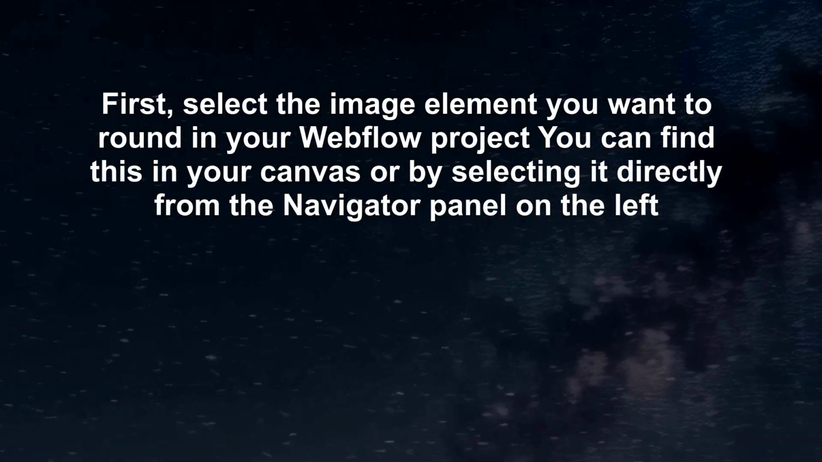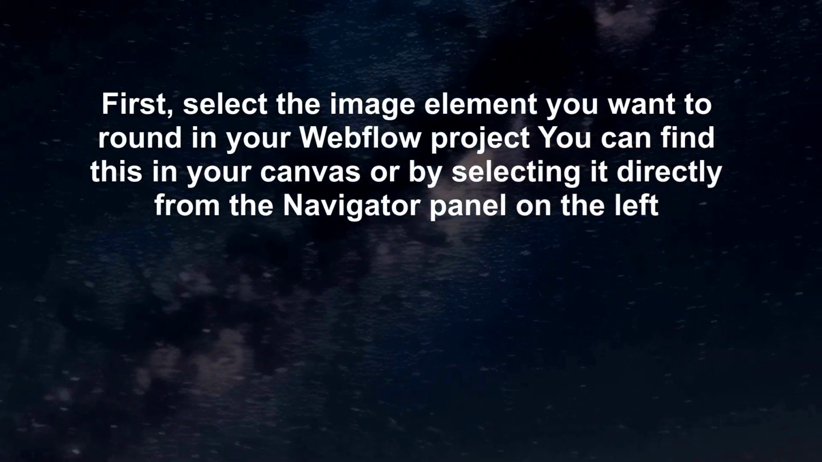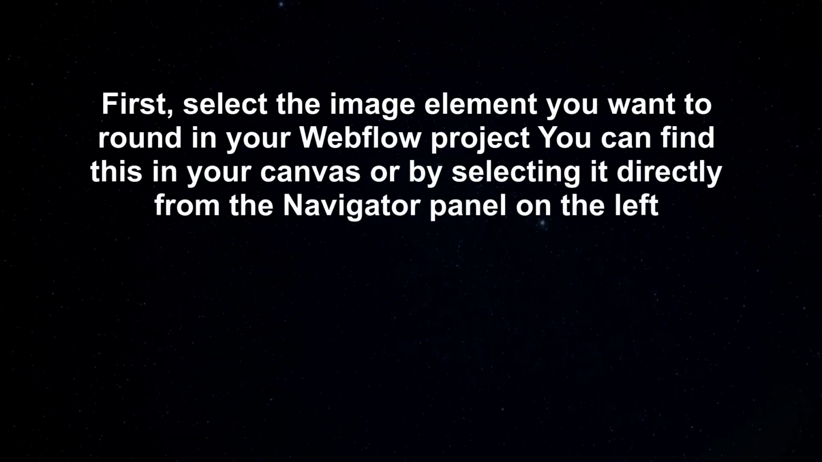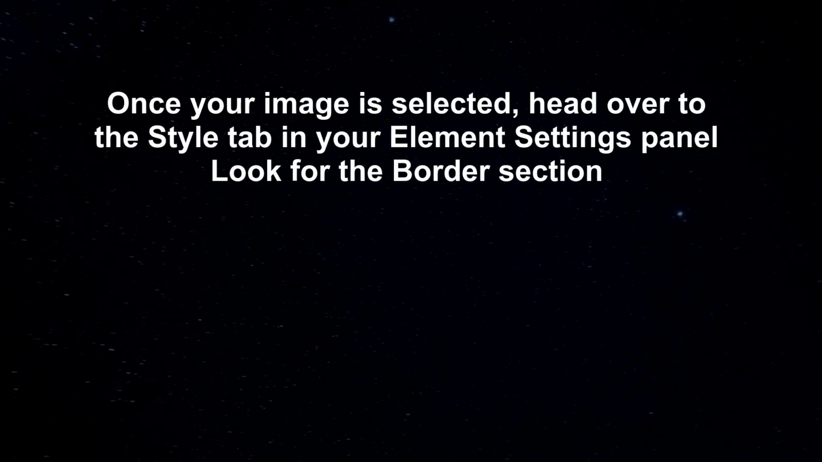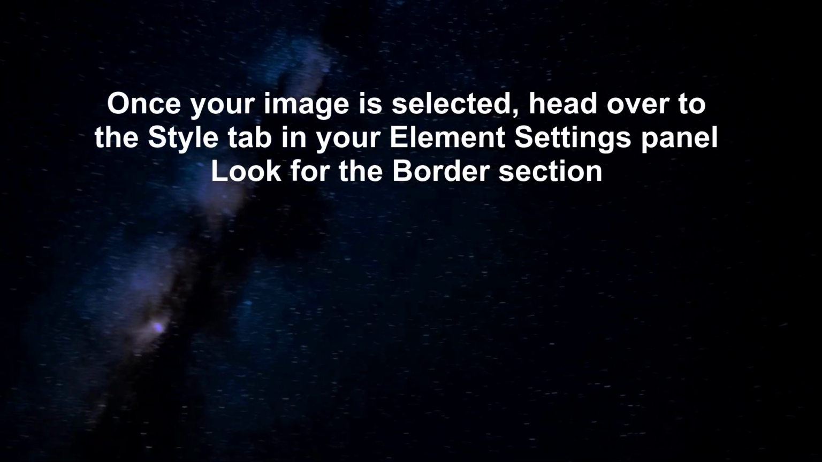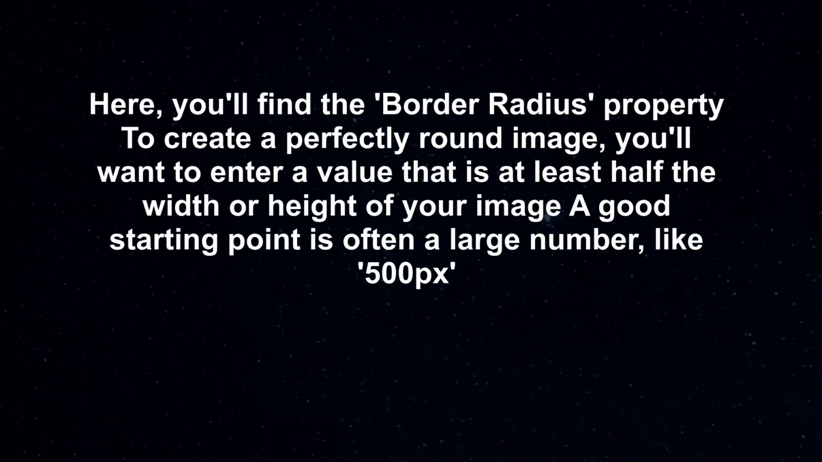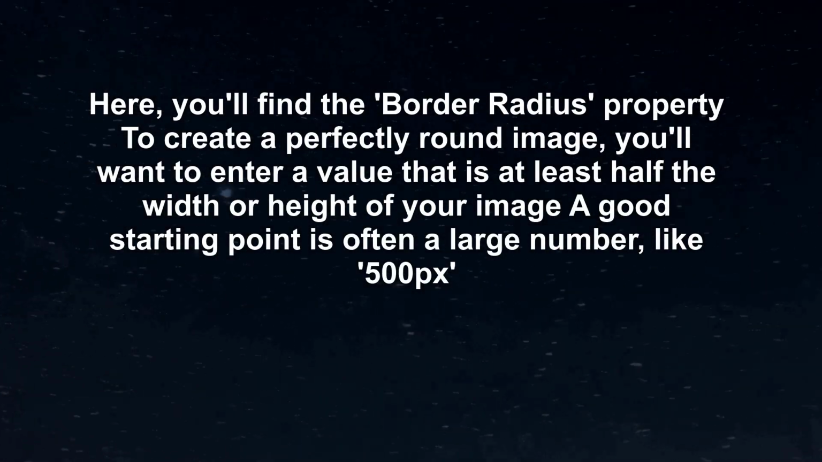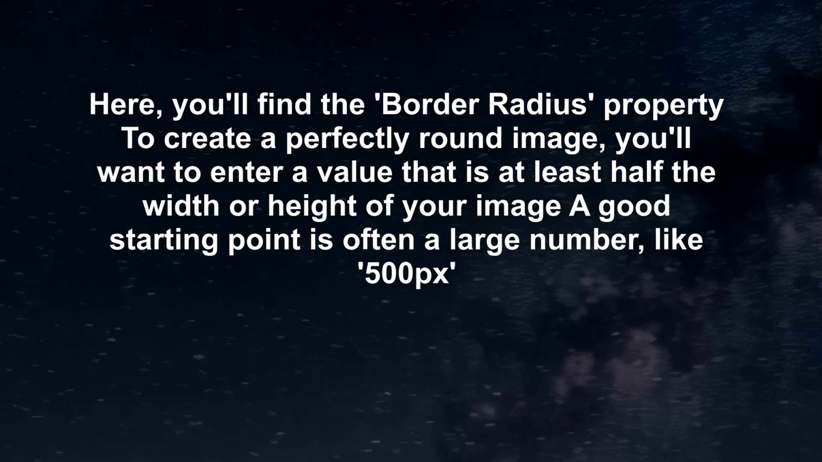You can find this in your canvas, or by selecting it directly from the navigator panel on the left. Once your image is selected, head over to the Style tab in your Element Settings panel. Look for the border section. Here, you'll find the border radius property to create a perfectly round image.